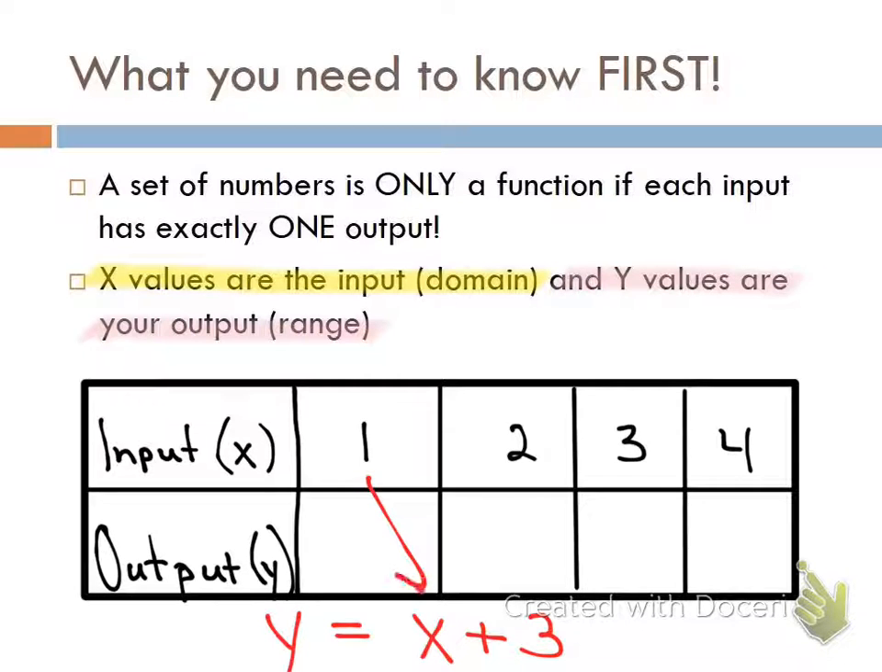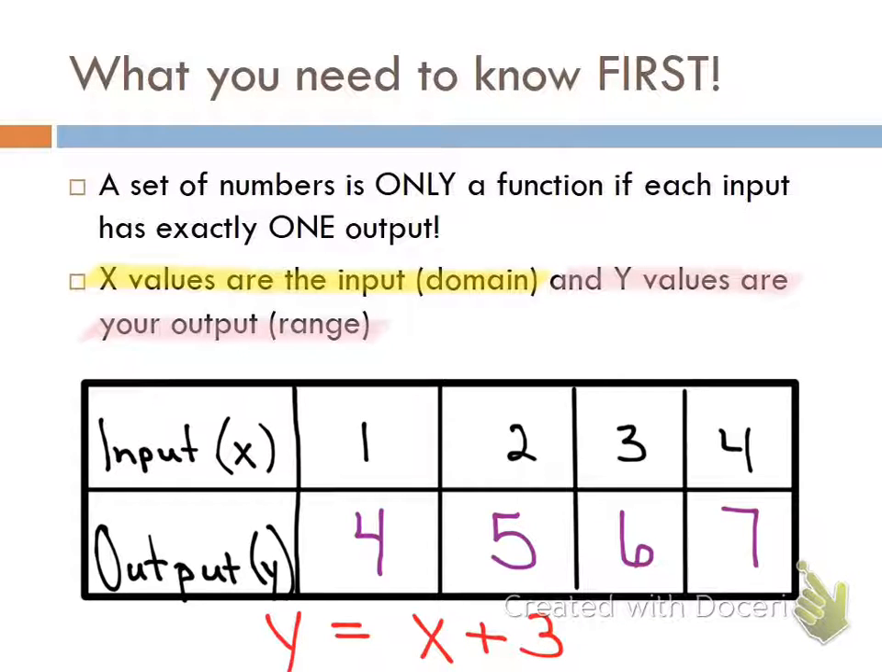So let's start with the first one. What is 1 plus 3? 4, right? Fill in the rest of the chart now. Plug in each one of the other values and fill in what your output would be. 5, then 6, then 7. You see the pattern? 4, 5, 6, 7.